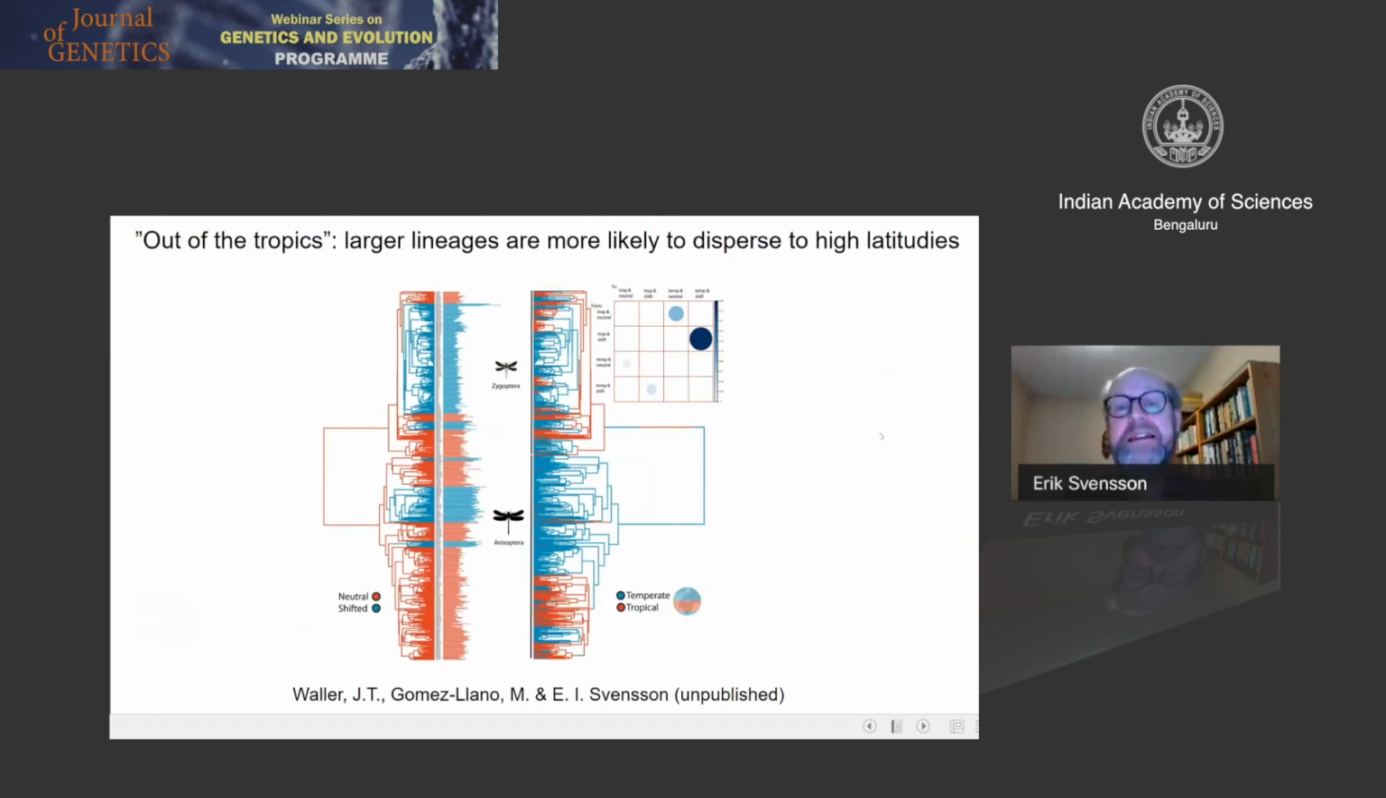And this differential dispersal out of the tropics by larger lineages also contributes to explaining this pattern of larger lineages inhabiting northern regions, and not only temperature.